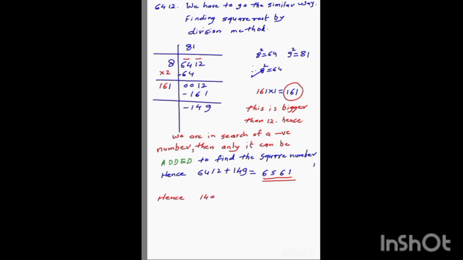What is the answer of this? We have to answer two questions. What number should be added to 6412? It is 149. And the new number so formed has a square root, and that is a perfect square. We will have a perfect square root also. What is that? That is 81. The answer is 6561, and the square root of 6561 is 81. Okay, go ahead.